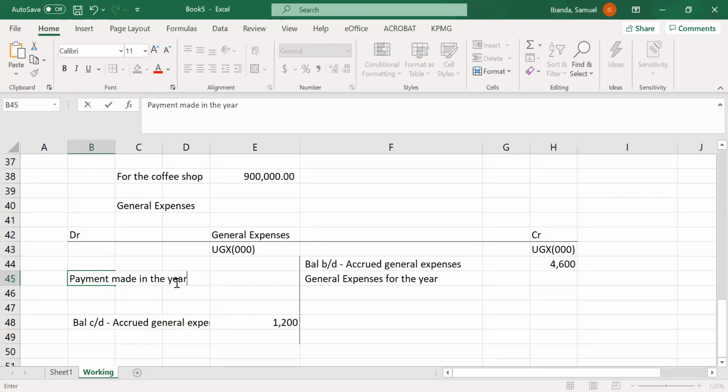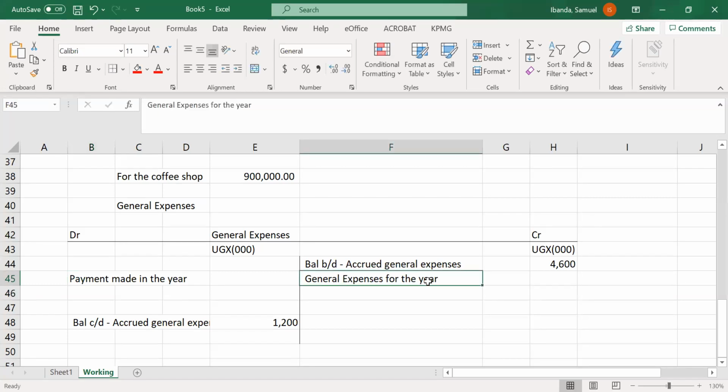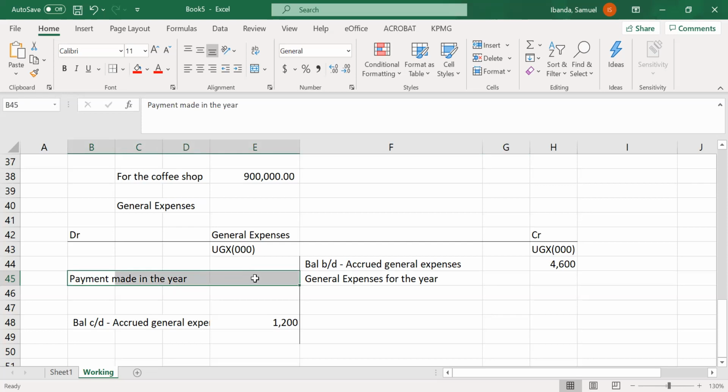Those two words are different. These general expenses for the year include what was paid and what is outstanding, but relates to that year based on the accrual principle. Payments made in the year means the cash that was paid in regards to general expenses within the year. So this is what we are looking for, and that's why we have drawn up this account. Where do we have it? We have it in our records.